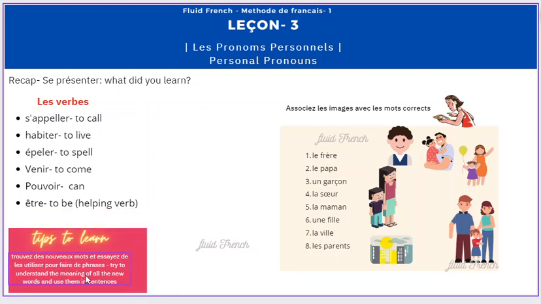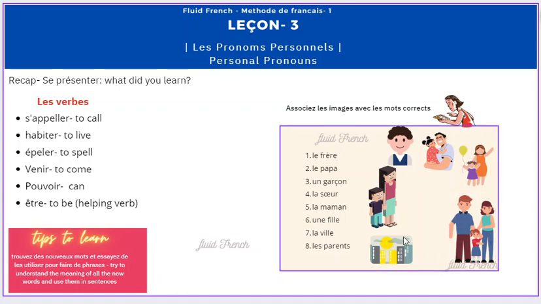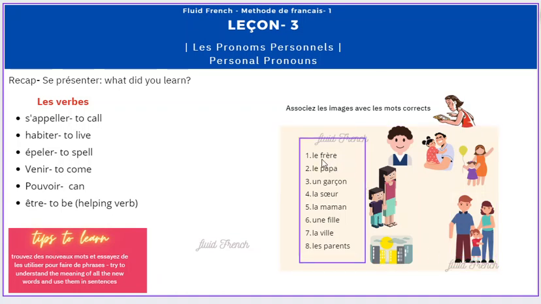Now I've given a little tip. You can read it, and that's what I was talking about, that you need to keep looking for new words and learn them. Here is a small activity. I have put some words here. You need to find them and associate them with the pictures. I will just read them for you to know the pronunciation. Here it says associer les images avec les mots corrects. Associate the images with the correct words.